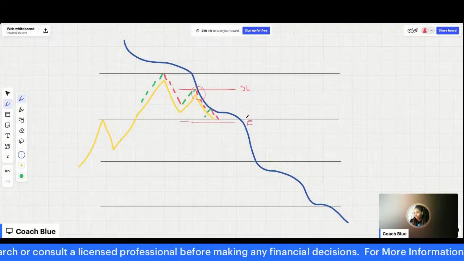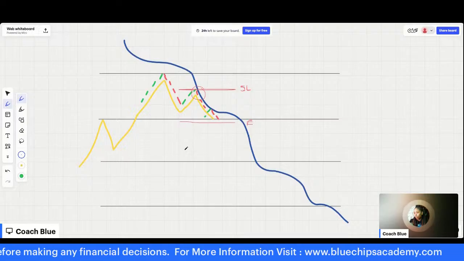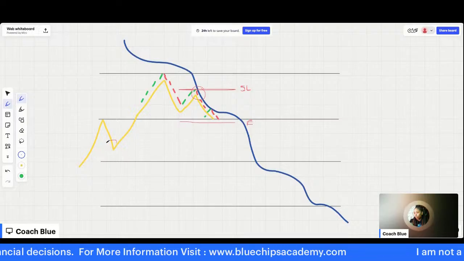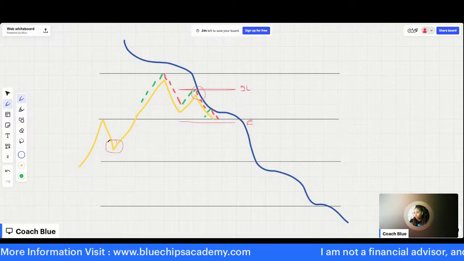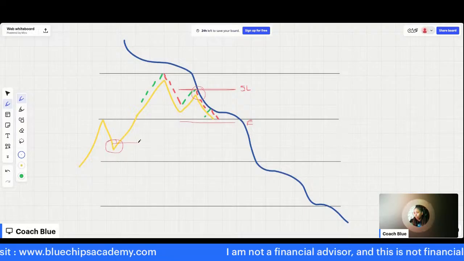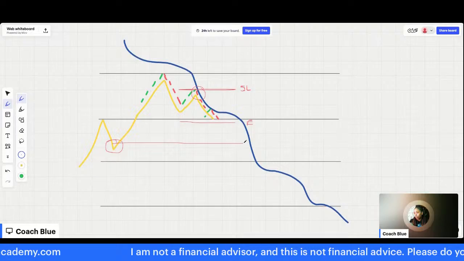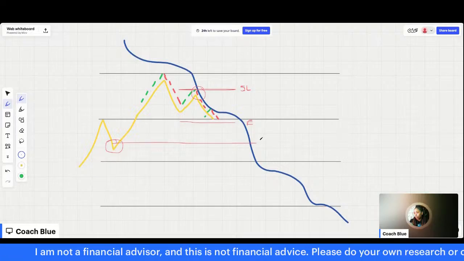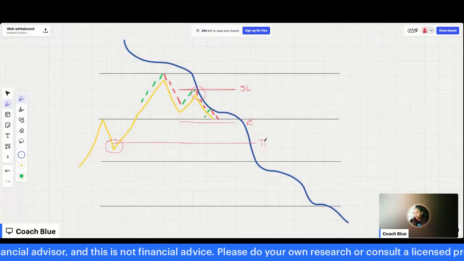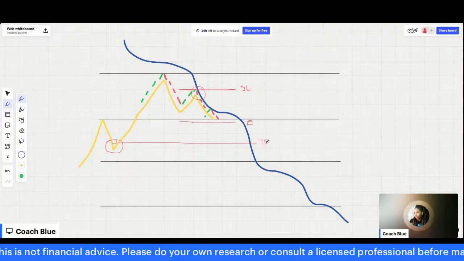The next pivot that's beneath our entry is our take profit. If we look to the left, the next pivot that's beneath our entry is our take profit, so this pivot right here. So we would set our take profit about right here. That's our take profit.